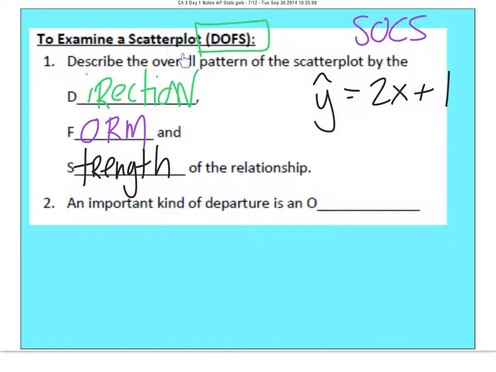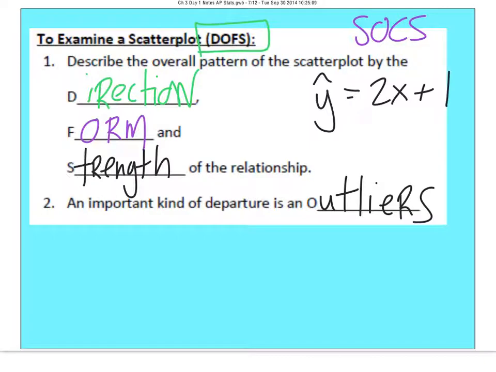So after you make a scatter plot, you're going to say if it's a positive or negative direction. Is the form linear, curved, quadratic? And is the strength, would you say, strong, somewhat strong, weak, or no relationship whatsoever? Also, don't forget the O. Do you see any departures from the norm, or do you see any obvious outliers? If you do, you want to talk about those.